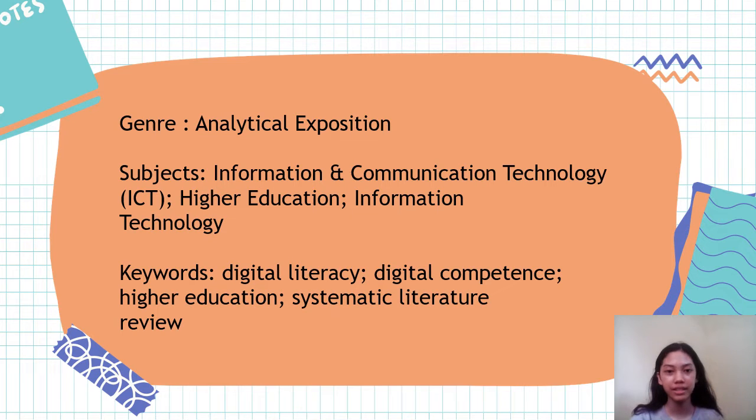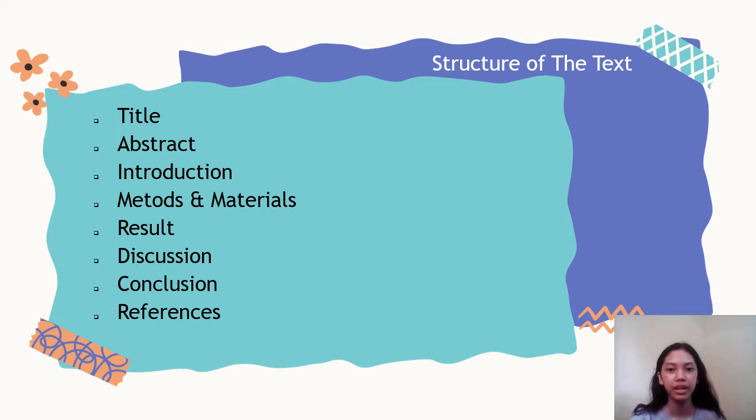The genre of this text is analytical exposition. The subject is information and communication technology, or ICT, higher education, and information technology. The keywords are digital literacy, digital competence, higher education, and systematic literature review. The structure of this text: there are title, abstract, introduction, methods and materials, results, discussion, conclusion, and reference.